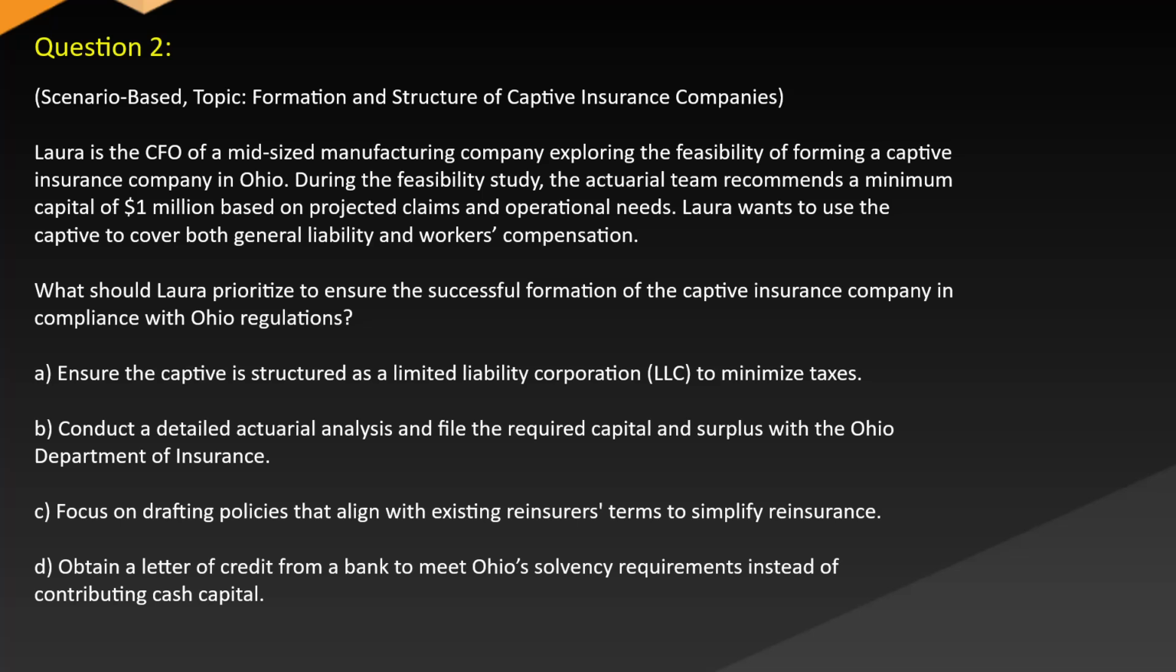What should Laura prioritize to ensure the successful formation of the captive insurance company in compliance with Ohio regulations? A. Ensure the captive is structured as a limited liability corporation (LLC) to minimize taxes. B. Conduct a detailed actuarial analysis and file the required capital and surplus with the Ohio Department of Insurance. C. Focus on drafting policies that align with existing reinsurers' terms to simplify reinsurance. D. Obtain a letter of credit from a bank to meet Ohio's solvency requirements instead of contributing cash capital.